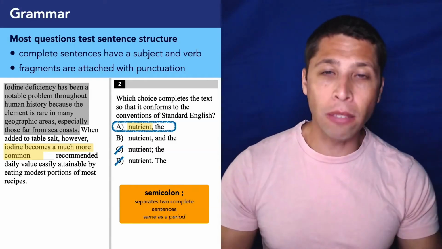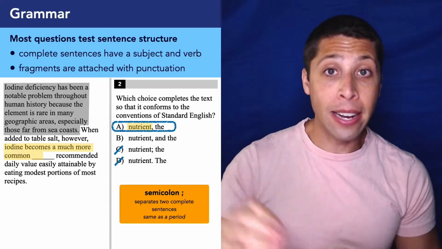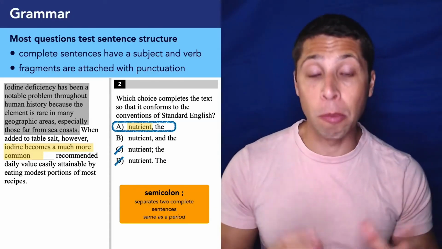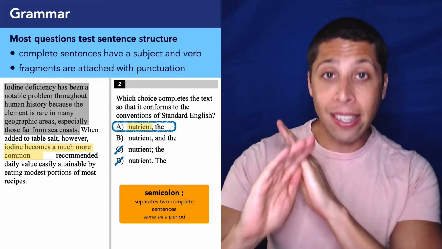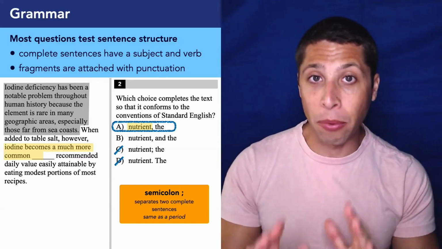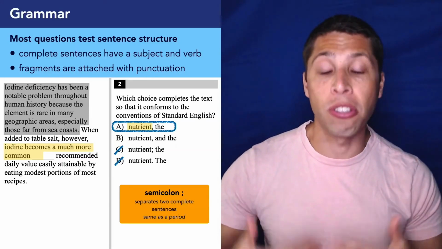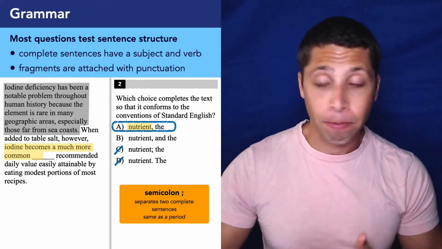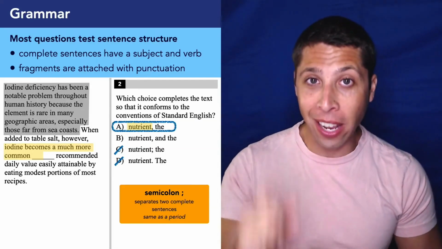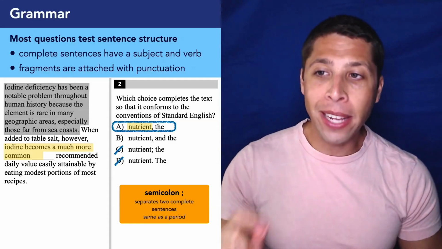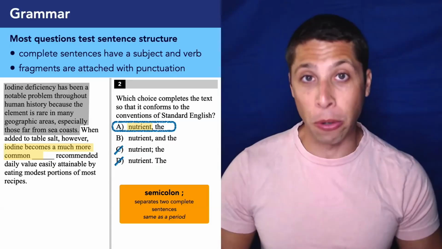This, again, may feel very confusing. I don't want to get too much into the grammar, but I will give you an alternative to that ending part that might help you hear the difference between something being a sentence and something not being a sentence. So as it's written, it is not a sentence. There's technically no verb here. Let me read it. The recommended daily value, easily attainable by eating modest portions of most recipes. This is description. But by adding the word is, I can turn it into a sentence. Listen. The recommended daily value is easily attainable by eating modest portions of most recipes.